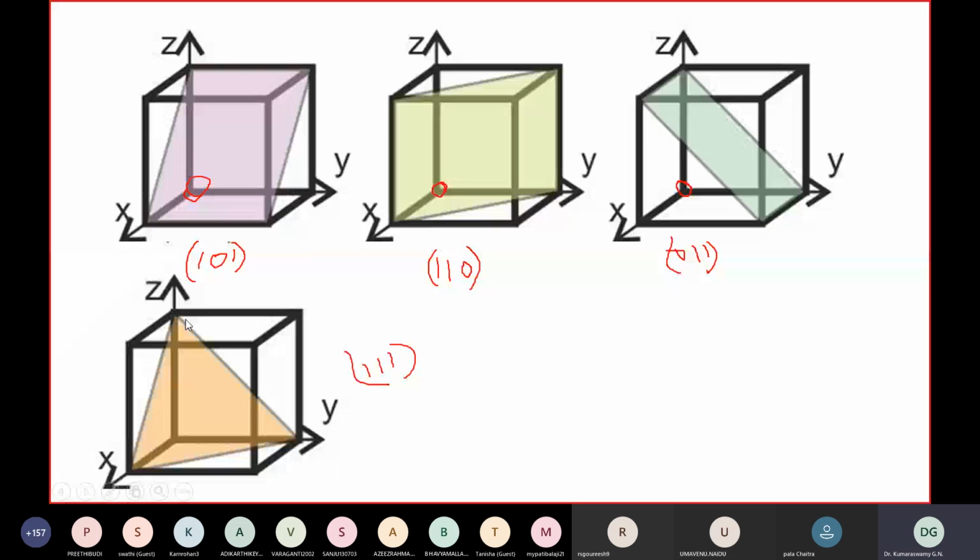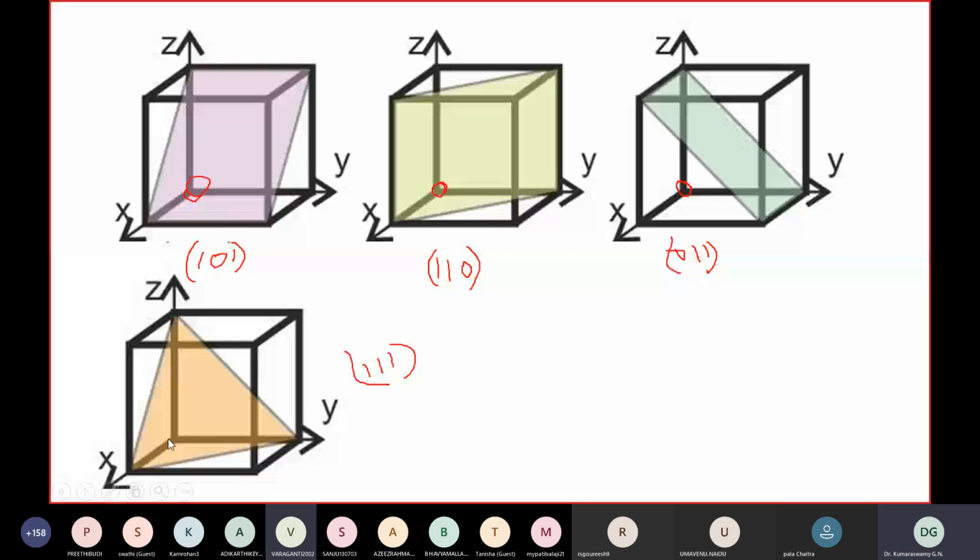Clear? Now imagine one more plane exactly at the origin. That means that plane is from the next unit cell that is touching this origin, from the unit cell which is below. It passes through this origin, and it is parallel to this plane. Can you imagine? All of you have to imagine. You don't have an option.